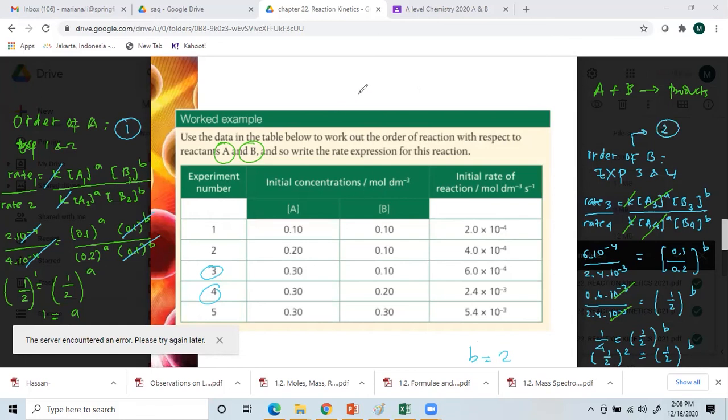After we find the order for each reactant, we need to answer the rate expression. We need to write the rate expression for this reaction. So the rate equals k times concentration A to the power of 1 times concentration of B to the power of 2. So this is the rate expression for this reaction. Once again, this is how to find the order of reaction by using the experimental data, the rate and the initial concentrations.